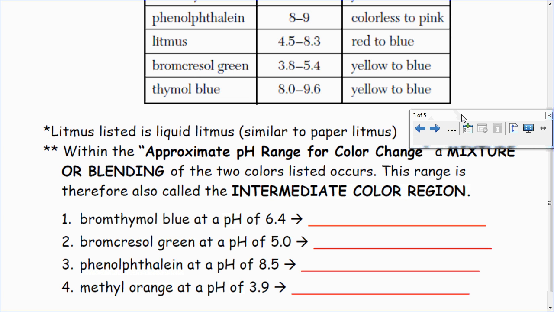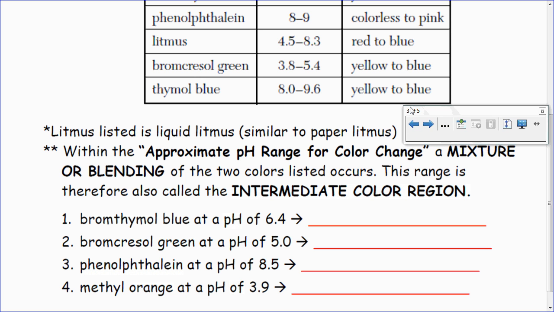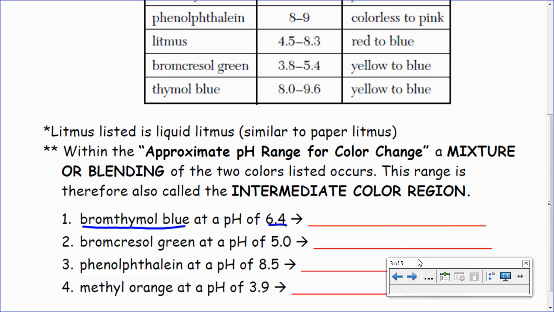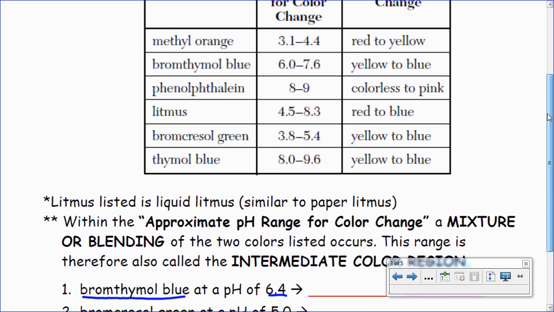Generally speaking, though, the way you use this chart is you look at the pH of the solution that's given to you, you find the indicator, and you decide which color it's landing on. So bromthymol blue, pH 6.4. Let's see what we got. Bromthymol blue, pH 6.4.